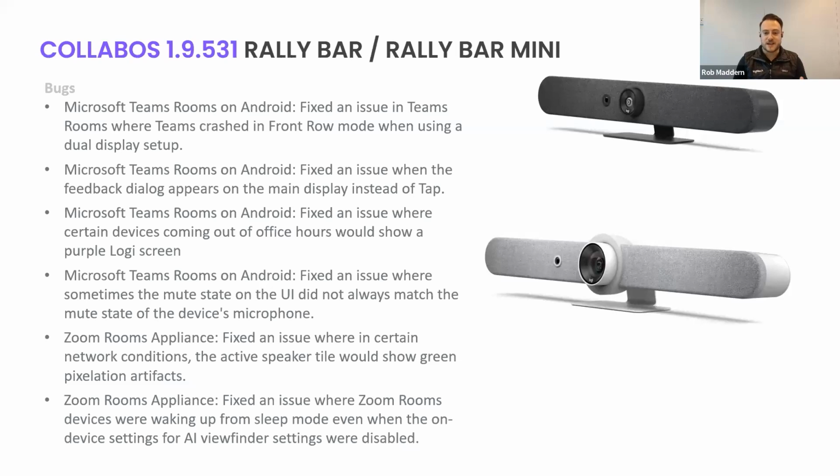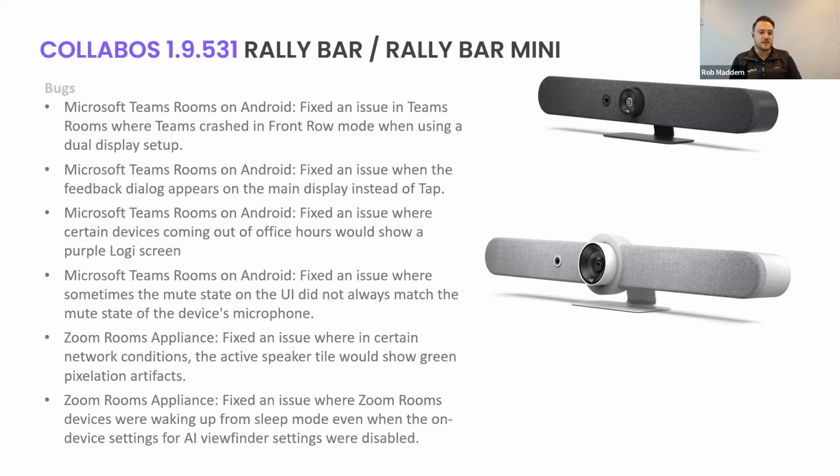Office hours, for those not aware, is when you can set your devices to go into an eco mode or standby mode outside of your business hours. So I could set it, say, from 6 p.m. until 6 a.m., and I want my displays to go completely dark. We also fixed an issue where the mute state on the UI did not always match the mute state on the device's microphone, pretty straightforward.